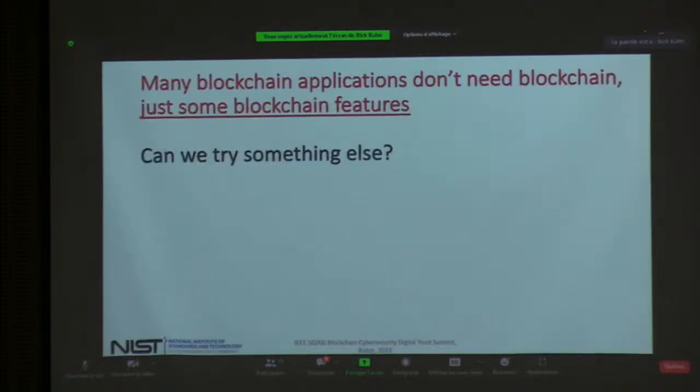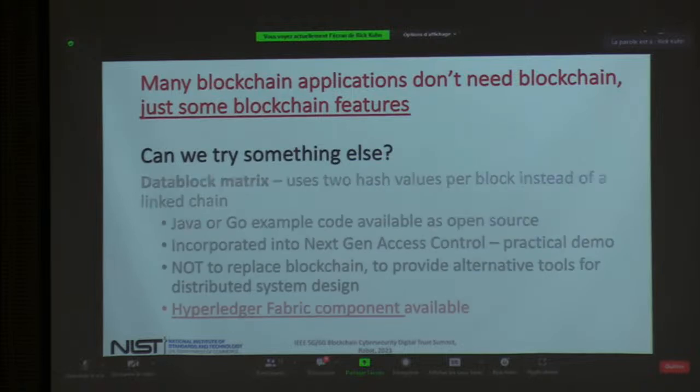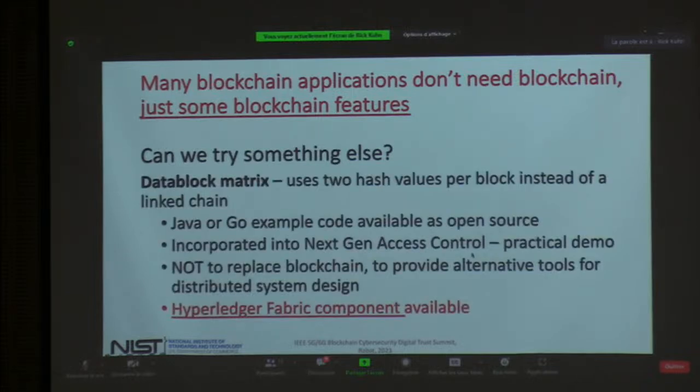So a lot of blockchain applications, as we pointed out earlier, really don't need blockchain. They just need some blockchain features. So what we're going to do is apply 2 hash values per block instead of a single linked chain. And of course, there are some Java and Go code examples available, and this has been incorporated into an access control system, which we don't have time to talk about today, but there's some good information on our website about that.